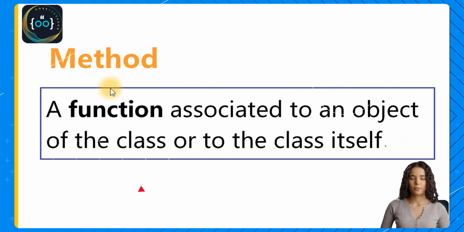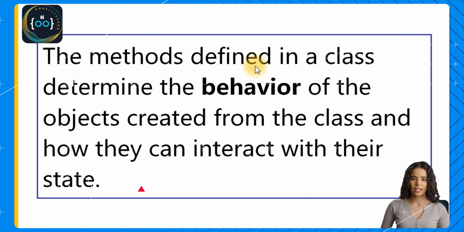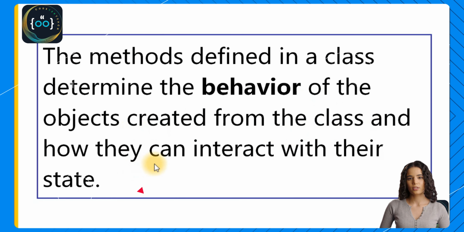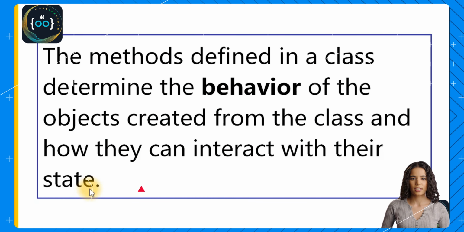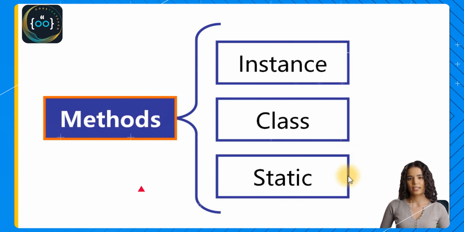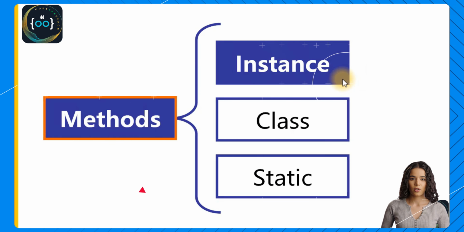We can define a method as a function that is associated to an object of the class or to the class itself. The methods defined in a class will determine the behavior of the objects that are created from the class and how they can interact with their state and with other objects. So we're basically defining all the actions that the object can take. There are three main types of methods: instance methods, class methods, and static methods. In this section, you will learn how to work with instance methods.